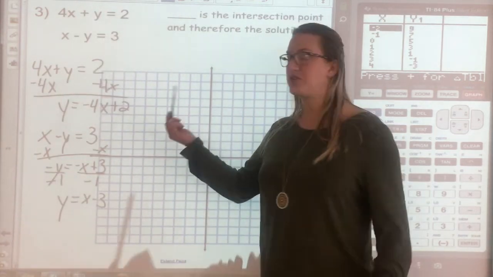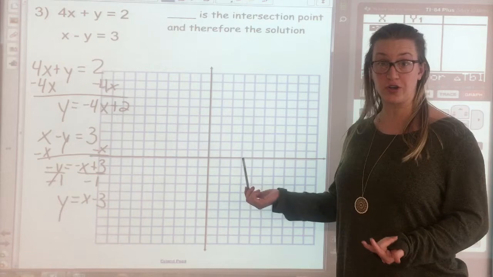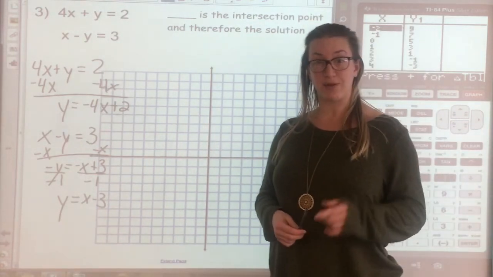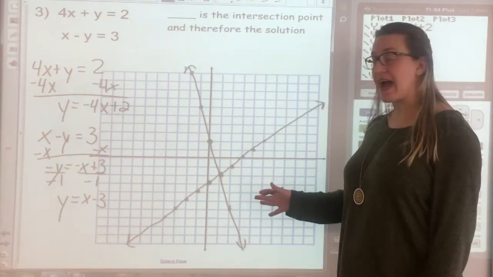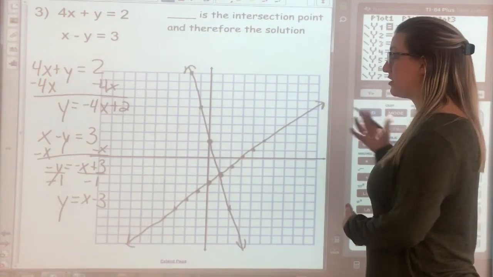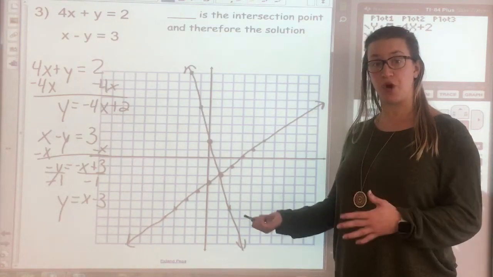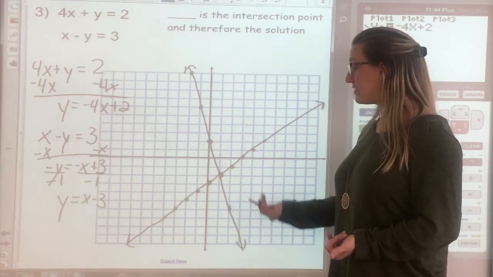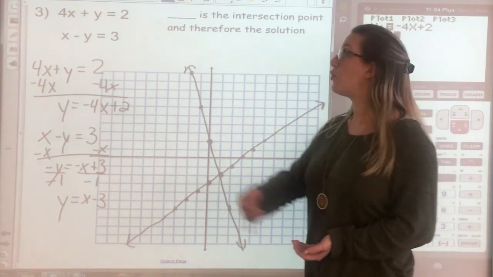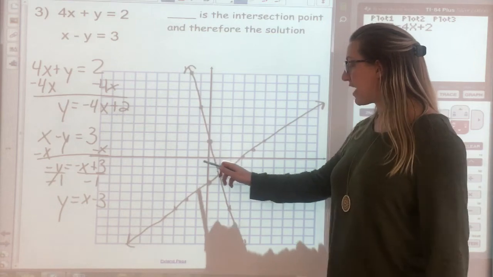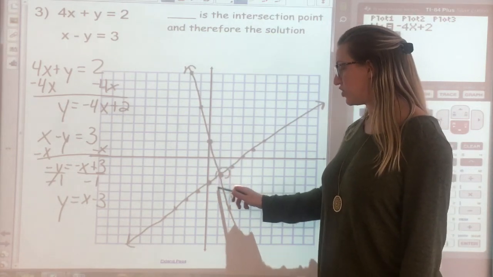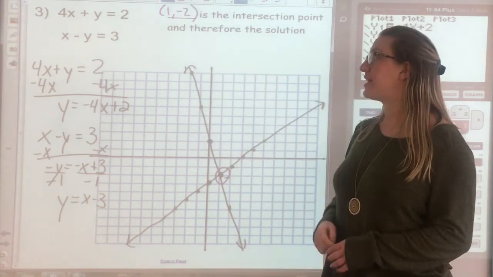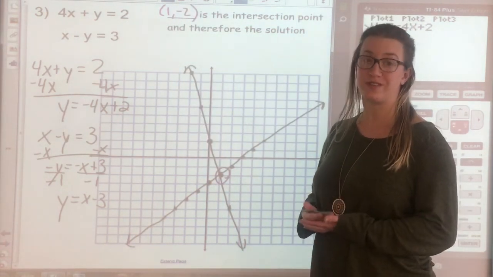Okay, so you don't need to watch me do this a second time. I'll be right back and have these two graphed and see what happens, okay? Hang on one second. Okay, so we're back. I wound up using the calculator to graph both of these lines. I did one at a time, plotted all the points, connected the dots to make the lines, and now I just have to identify the intersection point. So our intersection point is right here at 1, -2. So 1, -2 is the intersection point and therefore the solution to the system.